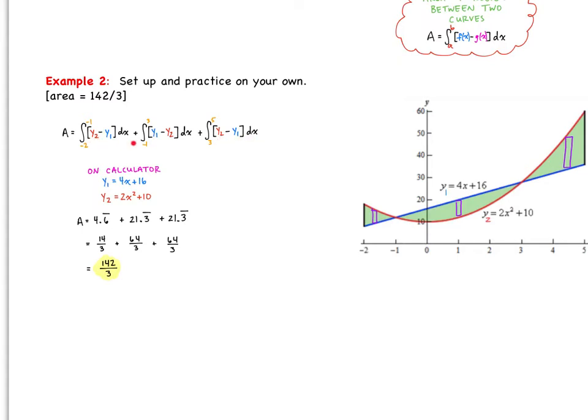And so if you were to plug each of these different integrals into your calculator, you would get that first one to be 14/3, the second and the third, both 64/3. When you add these all together, you get your final answer of 142/3.